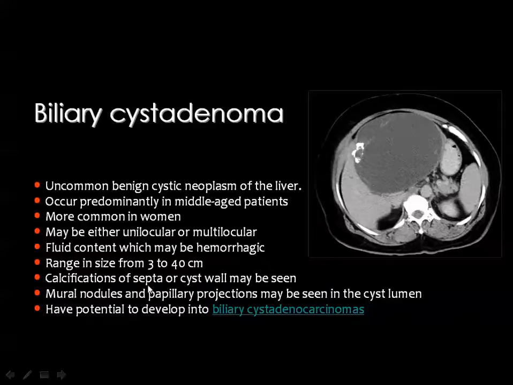Calcification may be seen in the septations or in the cyst wall, and mural nodules and papillary projections may be seen in the lumen of the cyst, and this cystadenoma has the potential to turn into cystadenocarcinoma. And if you look for this lesion and you see septations and you see calcium, then, as I have said, one of the major criteria is to identify some of the dilated biliary radicals related to the lesion.